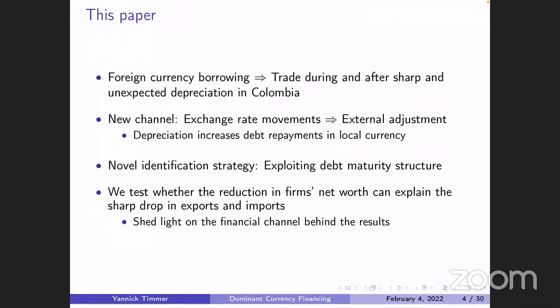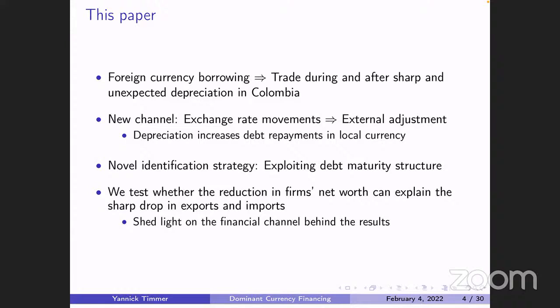So then we provide evidence in favor of a new channel, how exchange rate movements can actually affect the external adjustment of a country. In particular, through the depreciation of the exchange rate, firms have increased debt repayments in local currency, and that can potentially have contractionary effects on imports and exports.